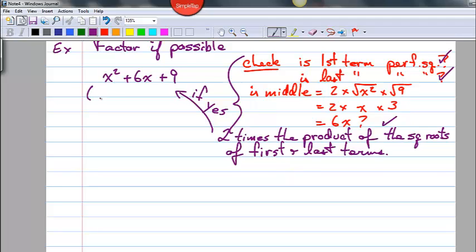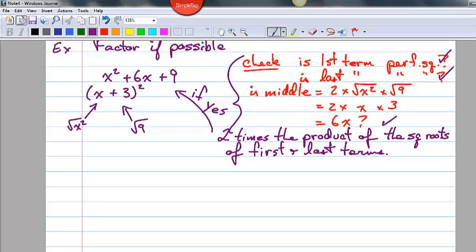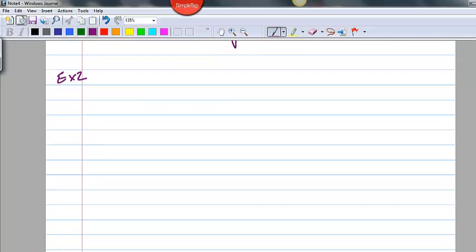If that's the case, first and last are perfect squares, and the middle follows that rule, then the factors are square root of the first plus square root of the last, squared. x plus 3 squared. It's x plus 3 because of the x squared plus 6x. Whatever the first sign is, that's the sign we get in our factors.